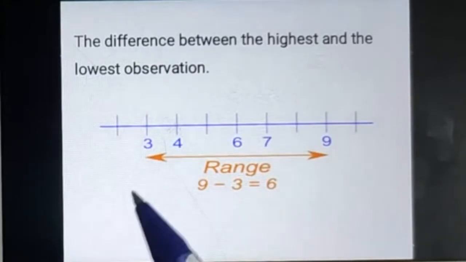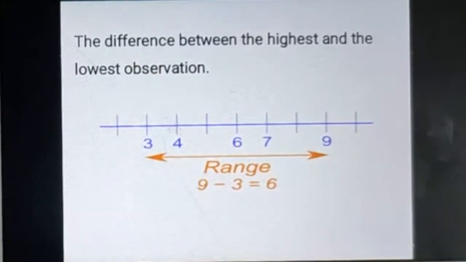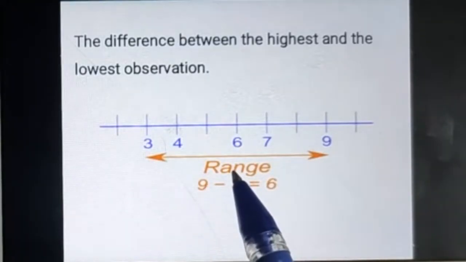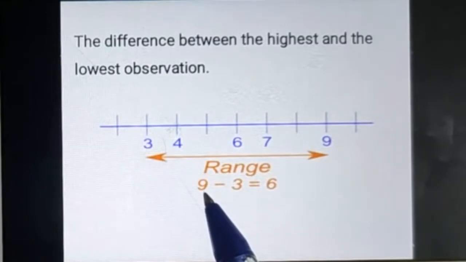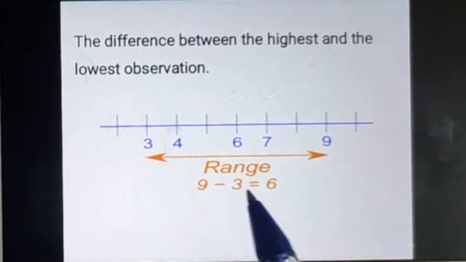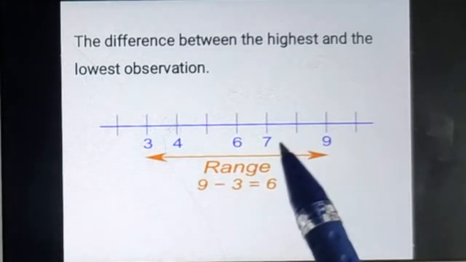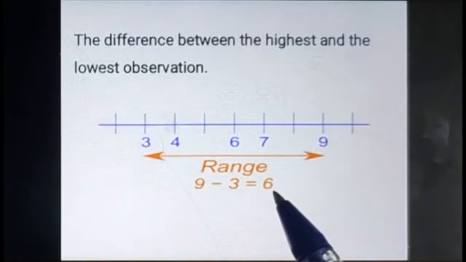So in this observation, what is the highest number? It is 9. And what is the lowest observation? It is 3. So what is the range? 9 minus 3. To calculate the range, you should know the formula, that is highest observation minus lowest observation. So in this case the range is 6.